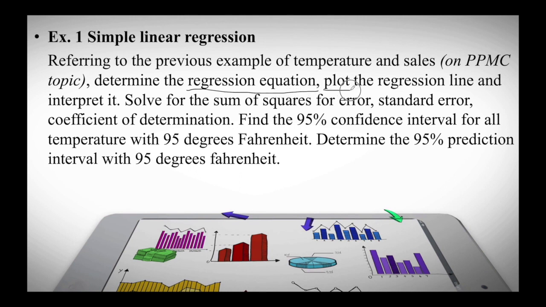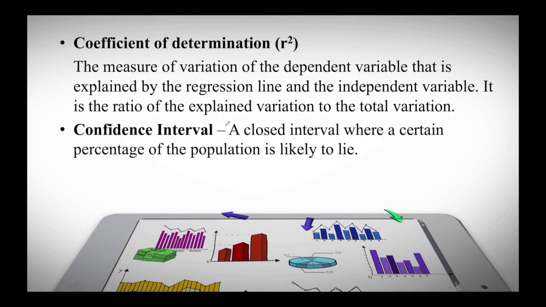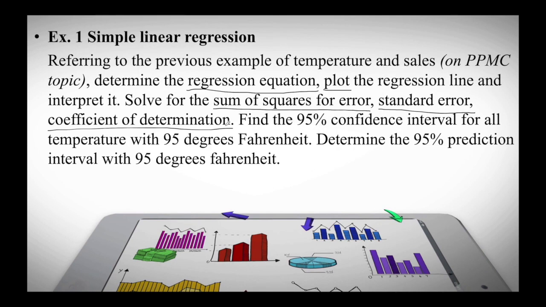So, we need to plot it. Solve for the sum of squares for error or the SSE. Standard errors, the SE, coefficient of determination, which is the R squared, na in-explain natin on our previous slide. And next, ano pa? Find the 95% confidence interval for all temperature with 95 degrees Fahrenheit. And lastly, we should determine the 95% prediction interval with 95 degrees Fahrenheit.